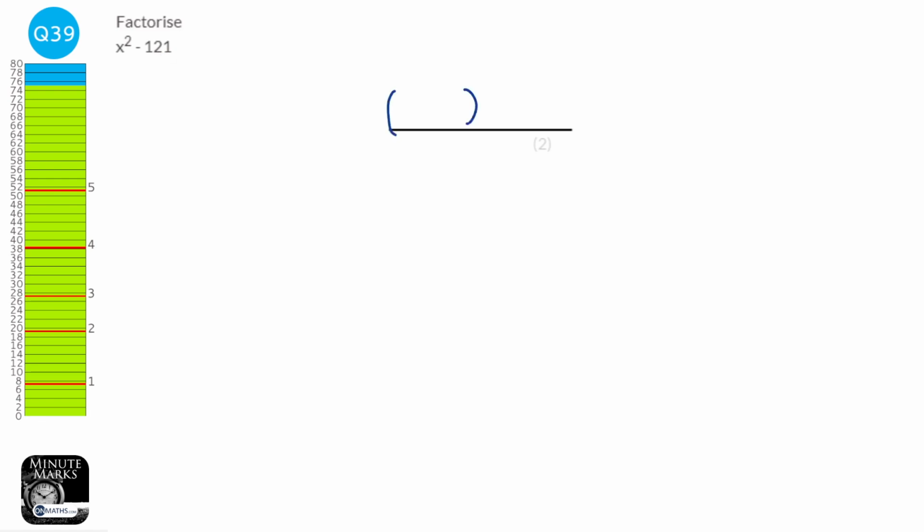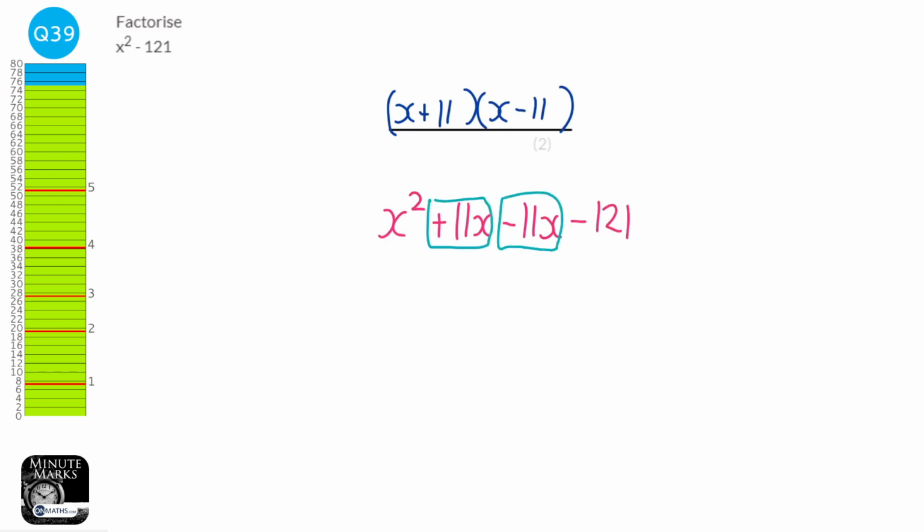What you do is you put down 2 sets of brackets and you square root the first term, well that's just going to be x, and you put the positive and negative versions of the square root. So we're going to square root 121, which is 11, so we're going to put plus 11 and minus 11, and that's it. Now when we expand that, it's going to be x squared plus 11x minus 11x minus 121, and notice that the 2 x terms cancel each other out, which is why we don't have the x terms.